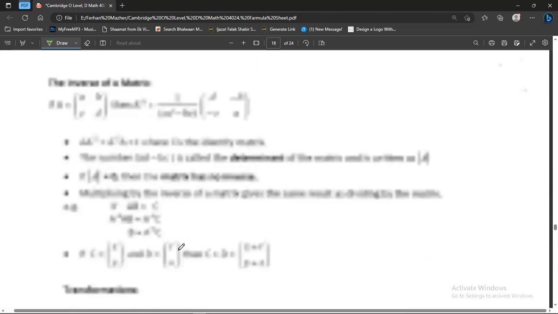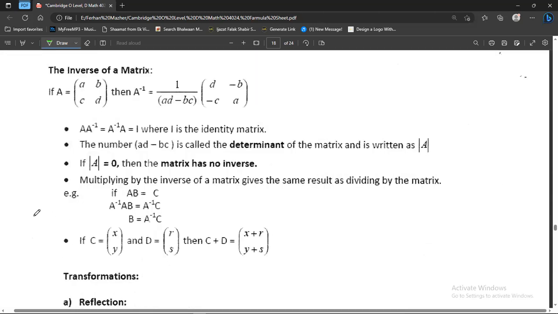Okay, then we have here the inverse of a matrix. If you want to find the inverse of a matrix, the formula is 1 divided by the determinant of A, times the adjoint of A.